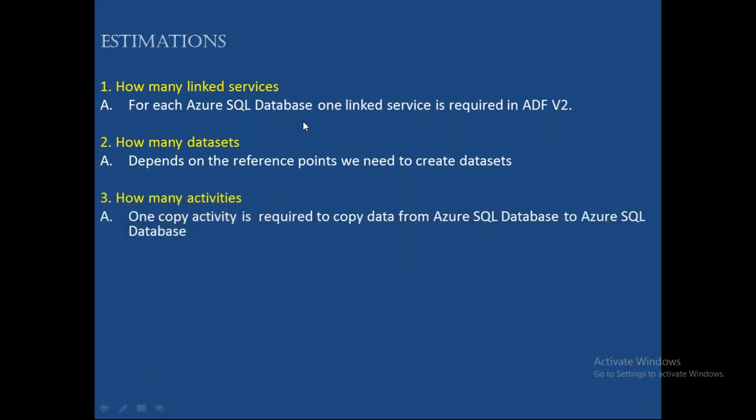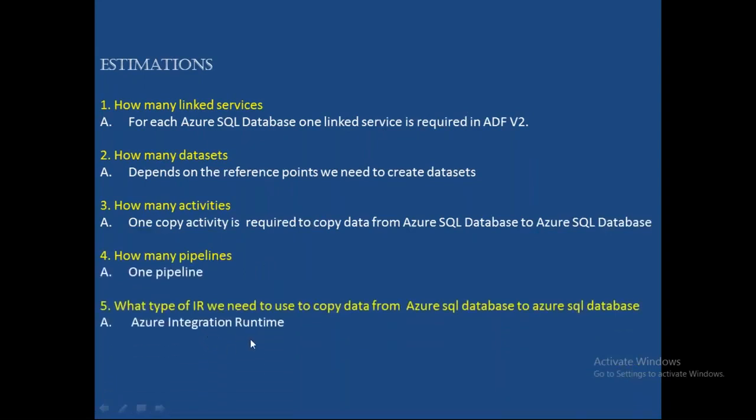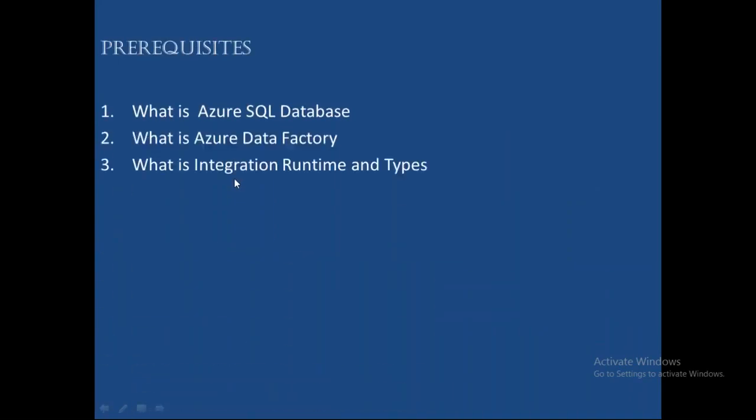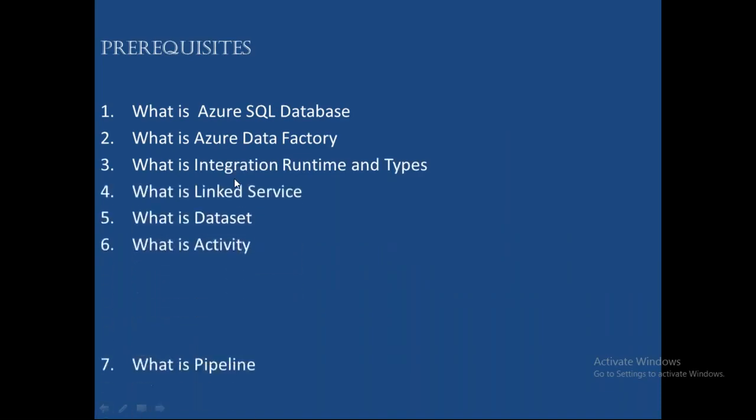Next, how many activities? One copy activity is required to copy data from Azure SQL database to Azure SQL database. Before you copy this data, if you want to check some kind of conditions, then maybe you can use the if activity or the filter activity, all those things we have done already. Next, how many pipelines? One, for Azure SQL database. We need to use an Azure integration runtime, that you know. Prerequisites: we should know what Azure SQL database is. We already learned what data factory is, what integration runtime and its types are, what a linked service, dataset, activity and pipeline are. So all these things we are already aware of.